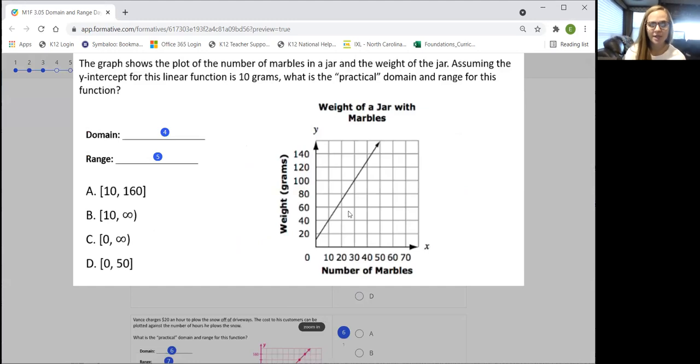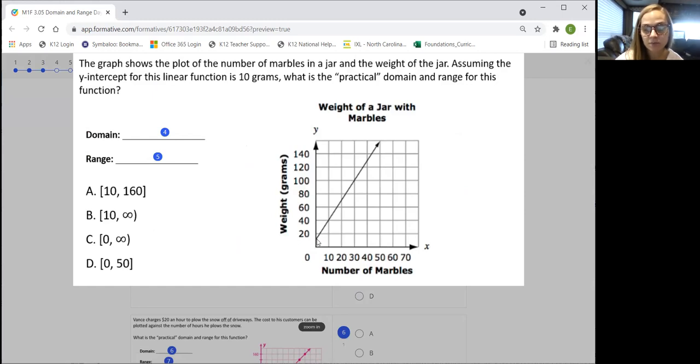The next one, we are looking at a graph this time. So the graph shows the plot of a number of marbles in a jar and the weight of the jar. Okay, so the marbles is the independent variable, which determines the weight. So we have our x's down here. So we want to find the domain first. We want to look left to right.